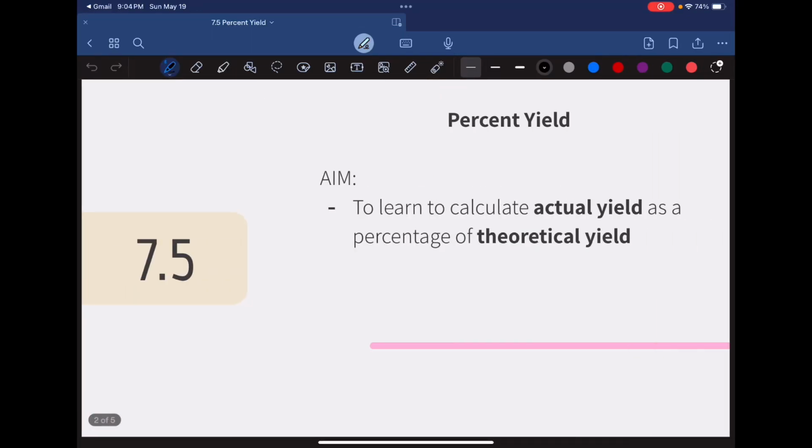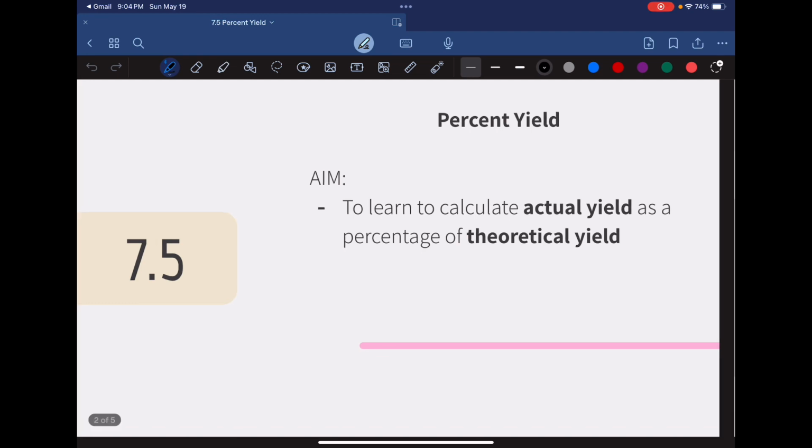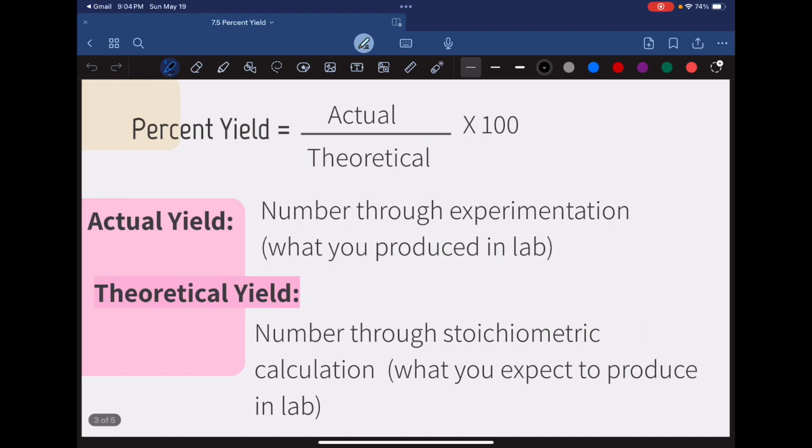We are going to be talking about percent yield, and hopefully you will learn to calculate the actual yield as a percentage of theoretical yield. So the equation to calculate percent yield is the actual divided by theoretical, let's put that in parentheses, times 100, because we want a percent. Remember percents, percent-y, that's out of every 100.